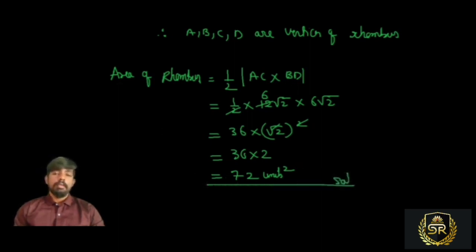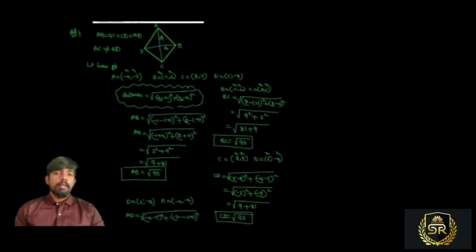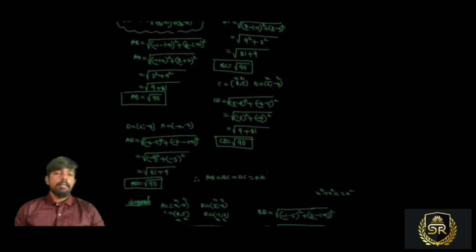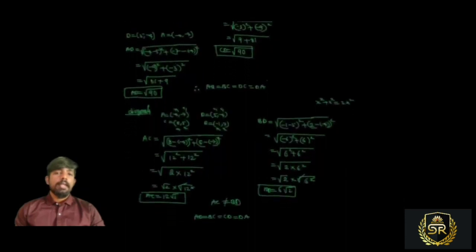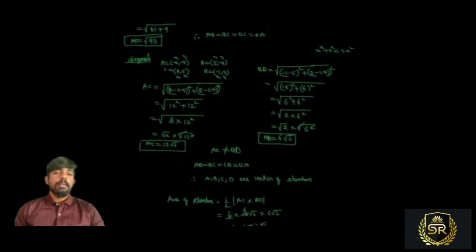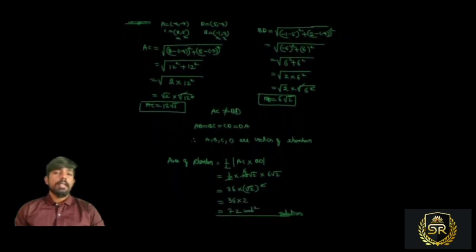This is the solution. Here in the question the points are given, so we proved AB is equal to BC is equal to CD is equal to AD, and just go through the solution slowly. Scrolling here, AB, BC, CD, AD all distances are equal, hence their sides are equal. All sides are equal, and diagonals we checked. AC is equal to 12 root 2 and BD is equal to 6 root 2. Therefore, both diagonals are not equal.